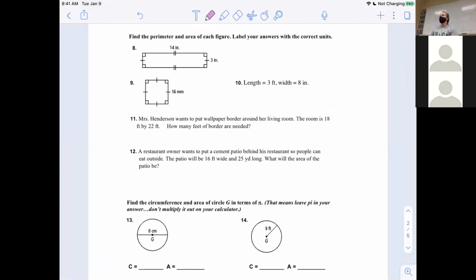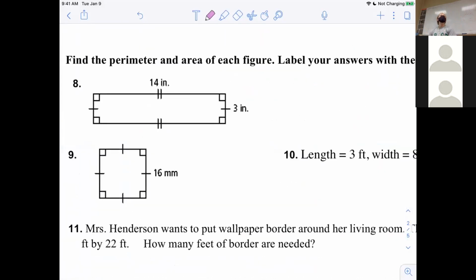All right, we're just going to keep doing some problems, practice this kind of stuff, see if we can get all sorts of examples under our belts before we go home. This says find the perimeter and the area of each figure, label your answer with the correct units. That is huge. Label, label, label, label. So let's do the first one together.